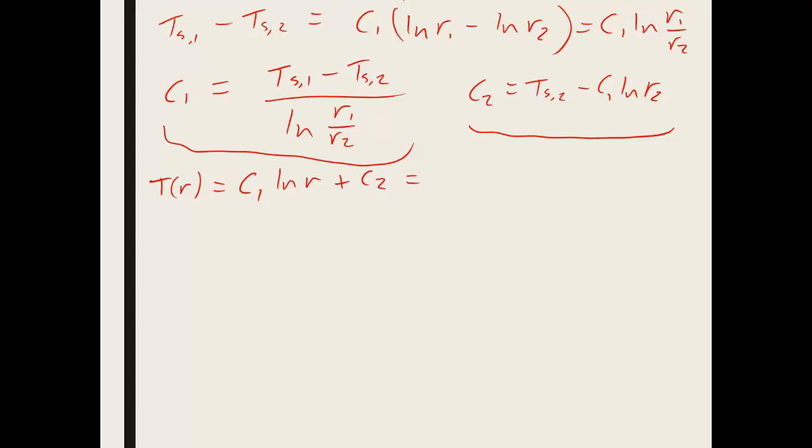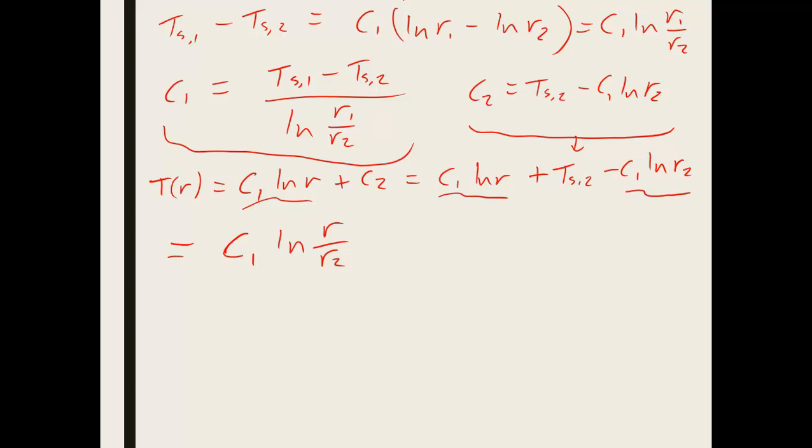So that is equal to C1 times the natural log of R plus, and I'm going to substitute in C2 here, so plus TS2 minus C1 times the natural log of R2. So if we do some rearranging, that happens to be equal to C1 times the natural log of R over R2. So we've taken this term and subtracted this term, and then we've applied that same identity where the natural log of R minus the natural log of R2 is equal to the natural log of R divided by R2, plus TS2. That's the last part of our constant C2.